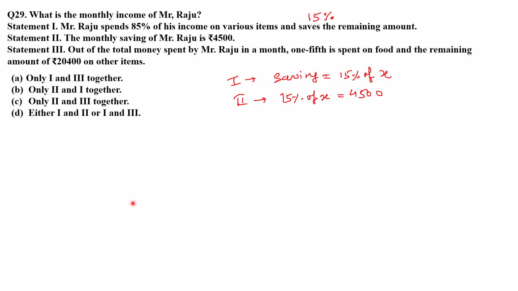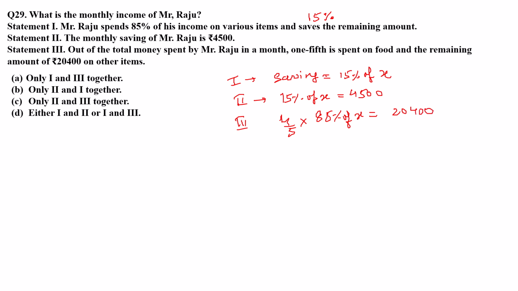Now the third statement says that out of the total money spent by Mr. Raju in a month, 1/5 is spent on food. Okay, so if he is spending 1/5 on food, what is the remaining? Remaining is 4/5 of the amount, isn't it? And the remaining amount, 20,400, is spent on other items. So from the third I can say 4/5 of what he is spending. He is spending 85% of X. That value is given as 20,400, isn't it?